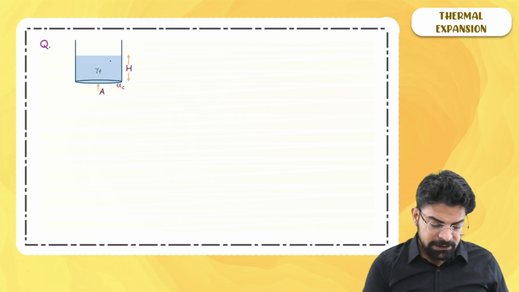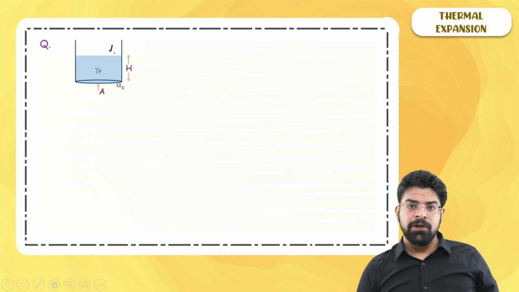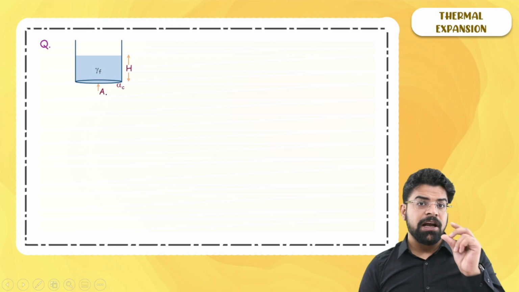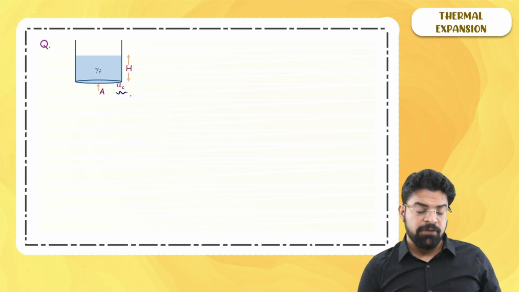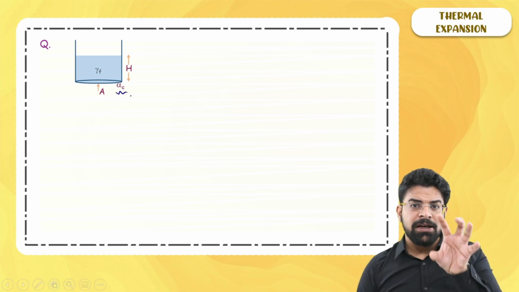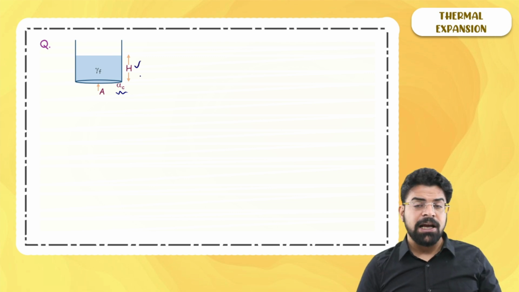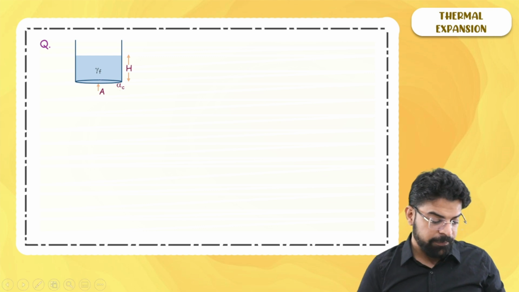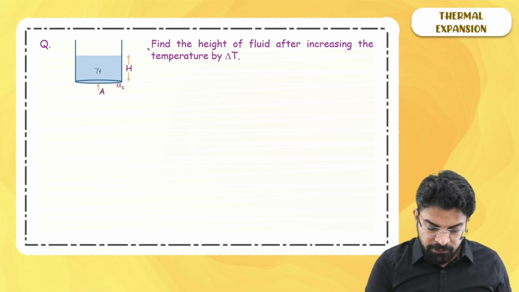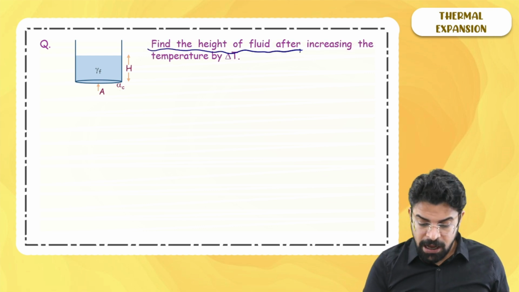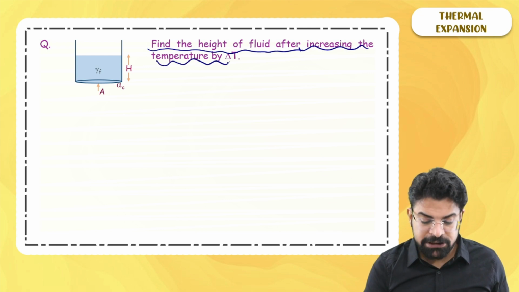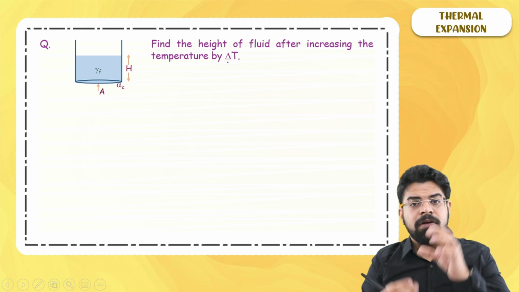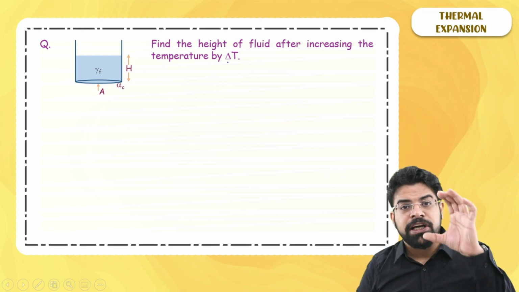So the question is, there is a container. The container has a base area A. The coefficient of linear expansion of the container material is alpha C. There is a fluid filled in this container up to a height h, and the coefficient of volume expansion of this fluid is gamma f. Question is, find the height of the fluid after increasing the temperature by delta T. Once you increase the temperature by delta T, what will be the final height of this fluid in the container?